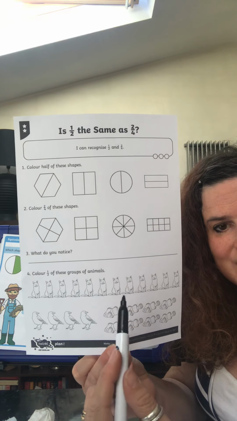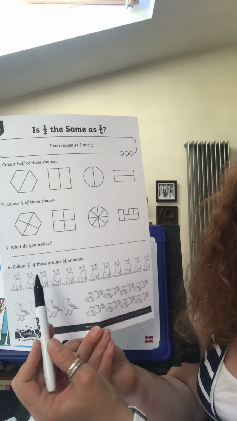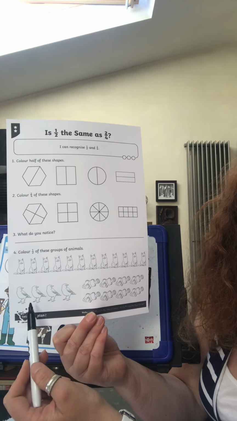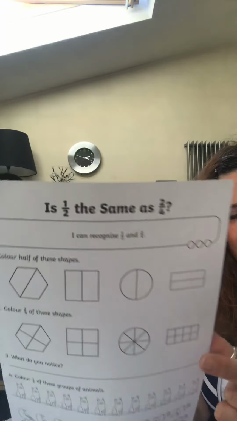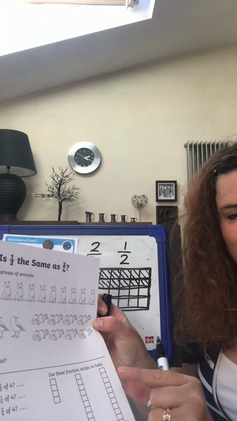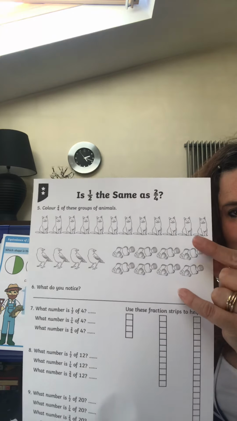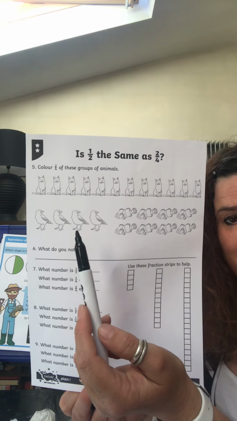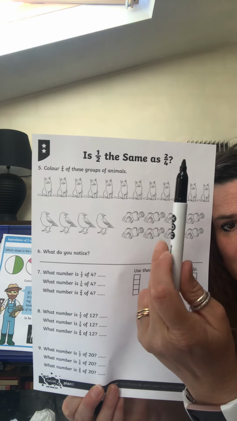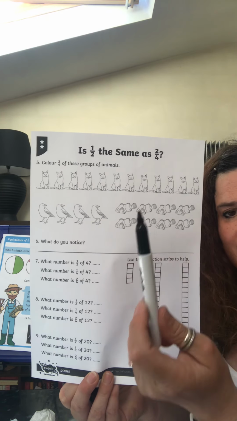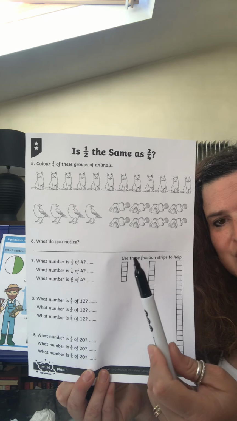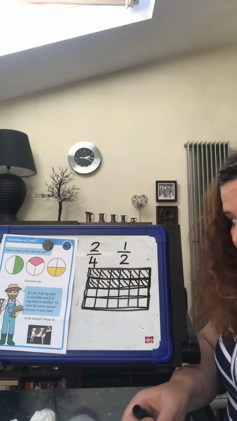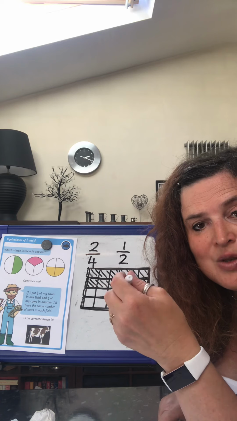The bottom part of the sheet is like the cows and the farmer. You have cats and you have to colour a half of them, colour a half of the birds, colour a half of the fish. And then on the second page you have the same animals, but this time you have to shade or colour 2/4 of them. But remember, a half is equivalent to 2/4. The challenge there is the bottom of the sheet. You can use these strips to help you if you need to, or show your fraction of a number using circles.